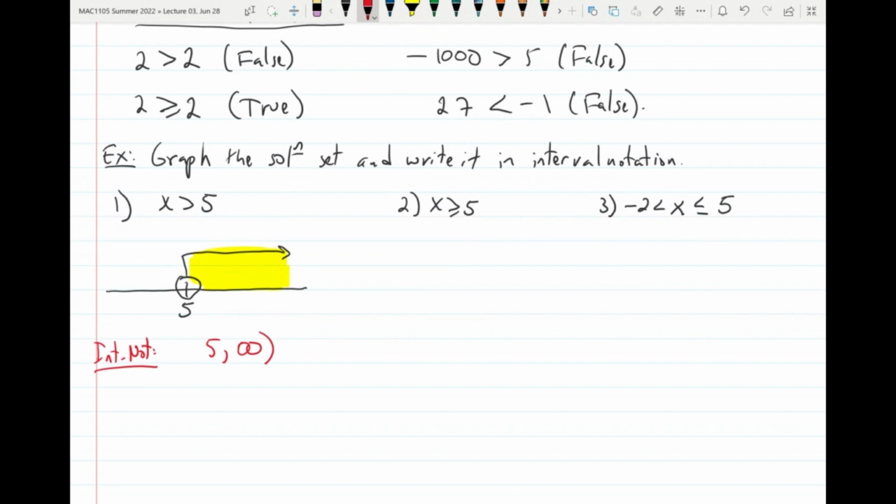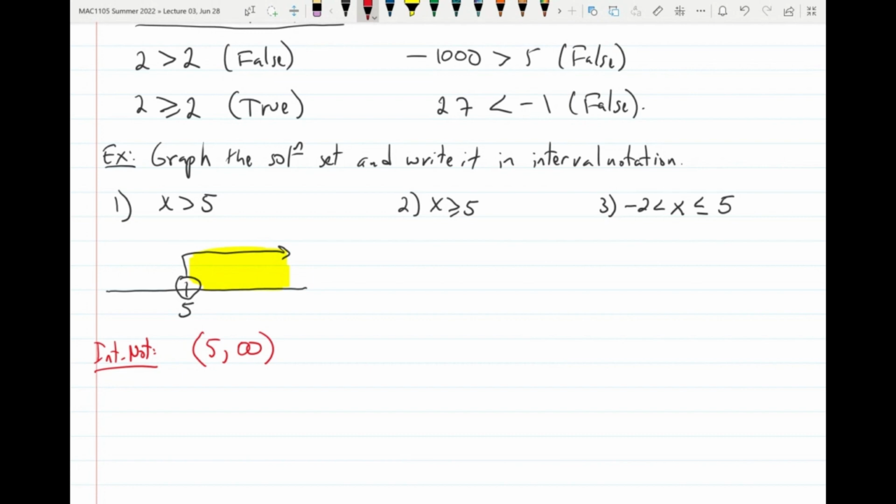Now around infinity, we always use parentheses. And then we need to say something about 5. So when you have an open circle, meaning that you don't want 5 to be part of the solution, what do we write here? We write parentheses. So parentheses means I don't want this point to be part of the solution. So open circle means parentheses. If you had a closed circle, meaning if 5 is part of the solution, then we write a square bracket. Okay? Square bracket means include, parentheses means don't include.